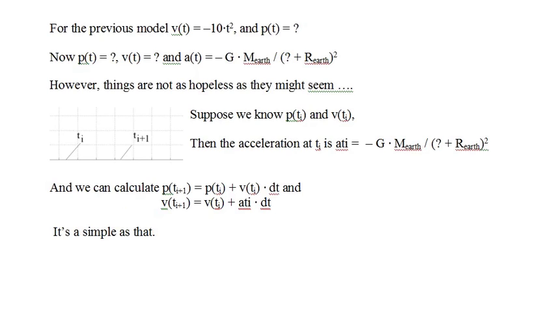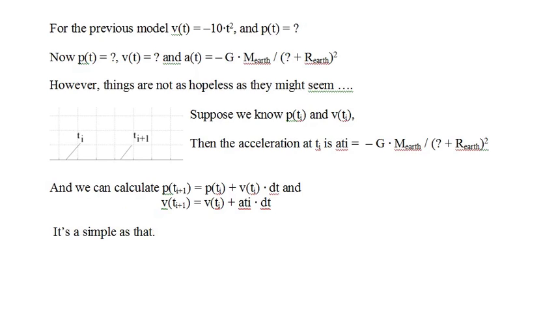Let's call position and velocity the state variables of the system, and consider a subinterval from ti to ti plus 1, and assume we know the state of the system, i.e. the values of the state variables at time ti. So we know the position at time ti and the velocity at time ti. Note that we can calculate the acceleration at time ti using the model equation for acceleration, since we know the position at time ti.